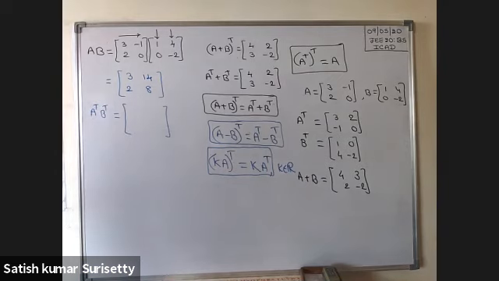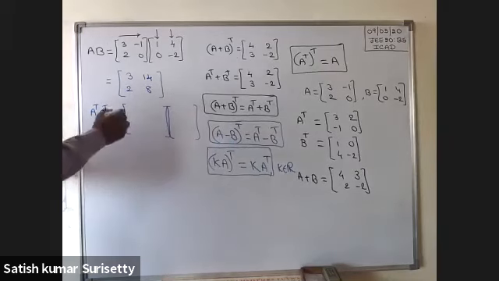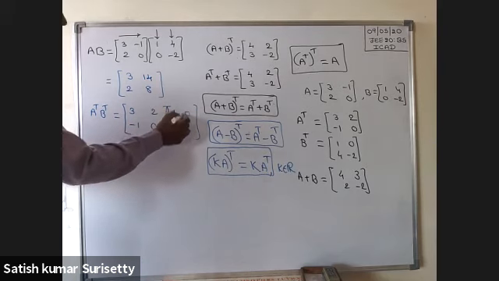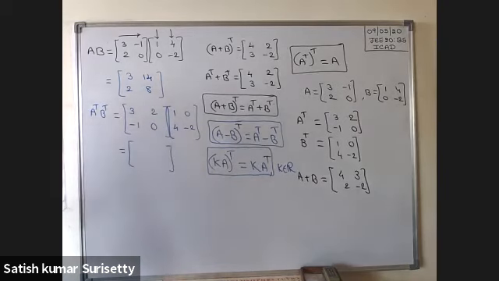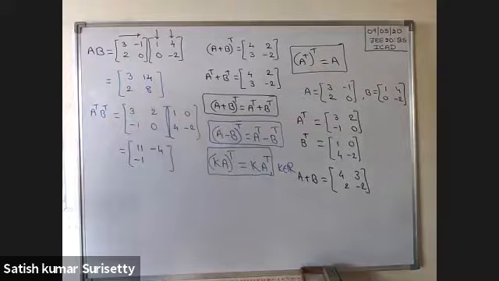Calculate A transpose into B transpose. Already I have written: 3, 2, minus 1, 0, and 1, 0, 4, minus 2. Tell me the product of these two, A transpose into B transpose. 11. 3 plus 8, 11. Next, minus 4. Next, second row. How much? Minus 1. Next, 0.